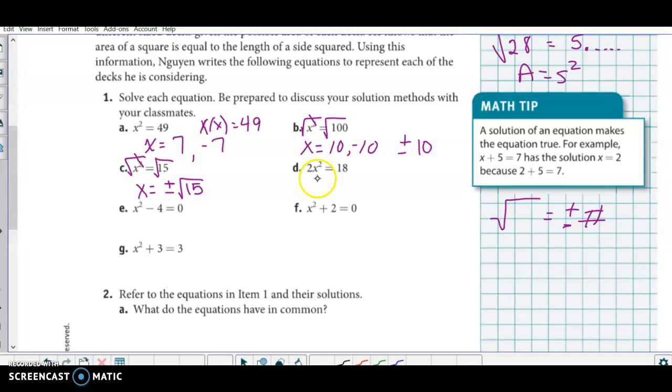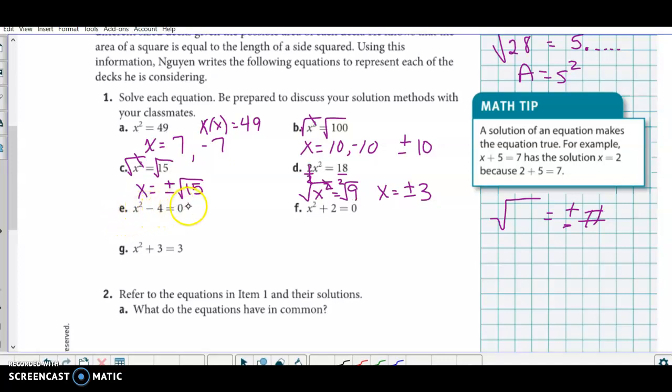Now D is a little more complicated. Before we can get to this x squared, we have to get rid of this 2. The 2 is being multiplied, so we're just going to use our regular equation rules and divide by 2 on both sides. x squared equals 9. Now I can take the square root of both sides. x equals plus or minus 3, because a positive 3 times itself is 9 and a negative 3 times itself is 9. So we just had an extra step here.